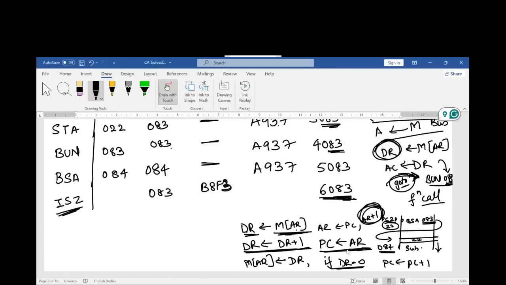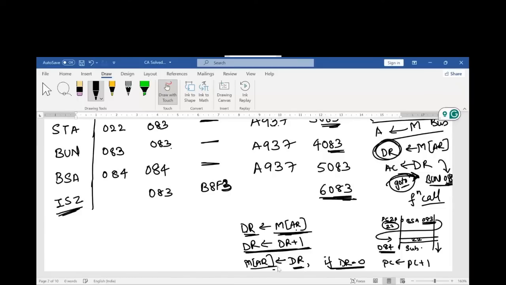This AR is stored here. Sorry, these are the old instructions. This is the last one which we did. Okay, so here DR has become B8F3.